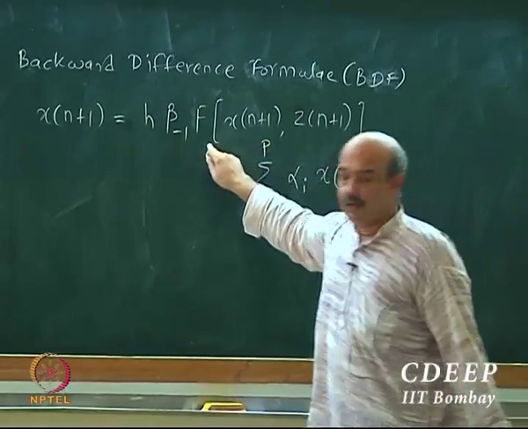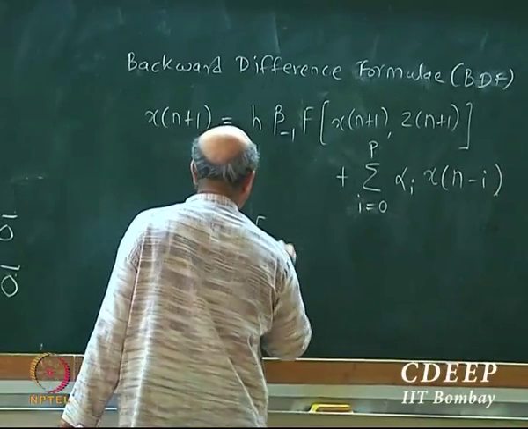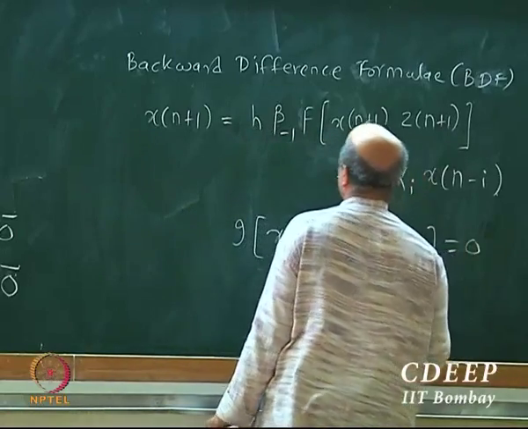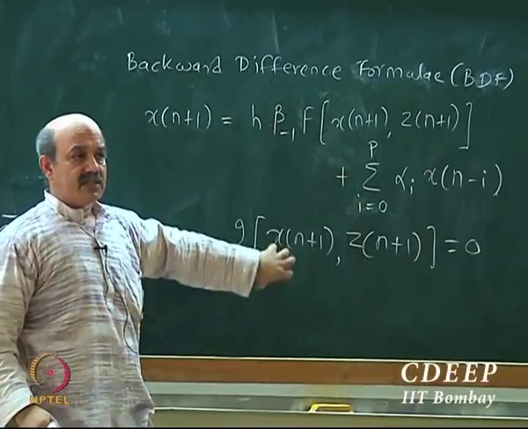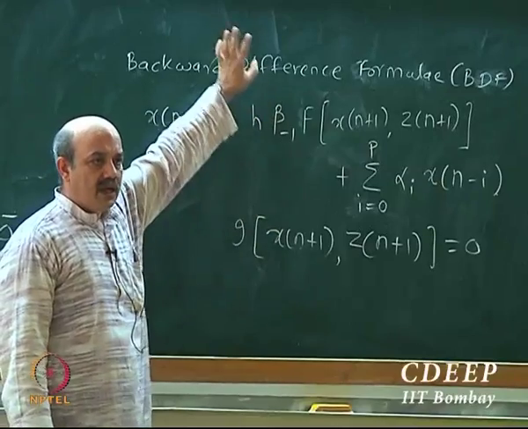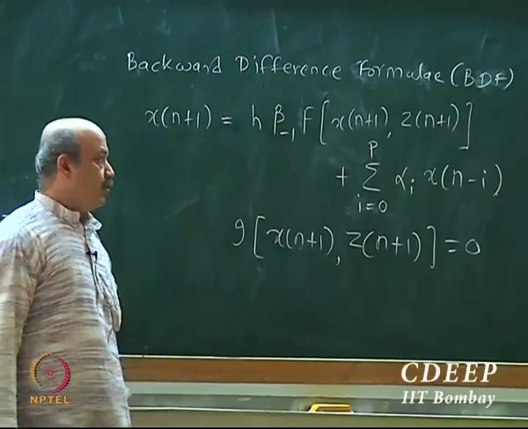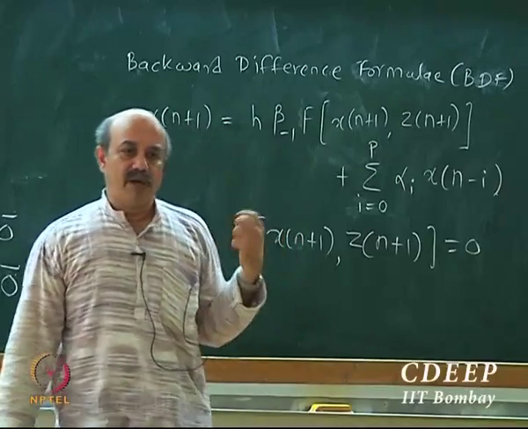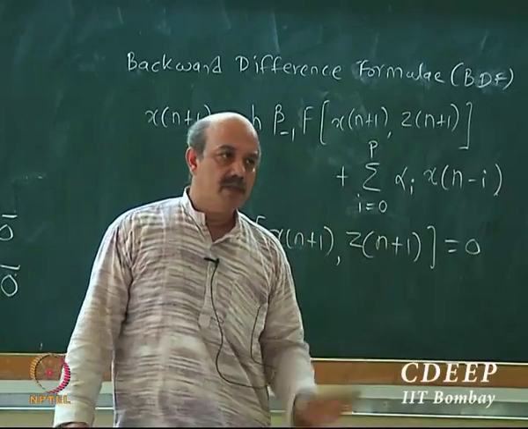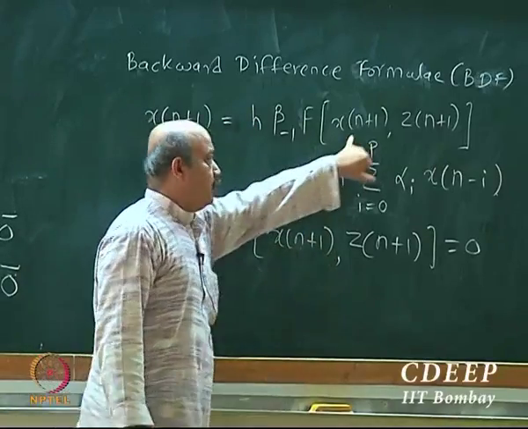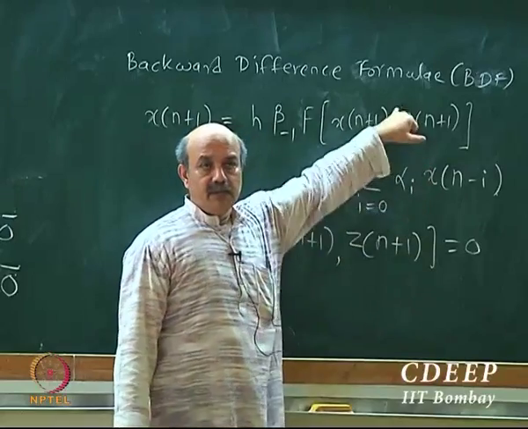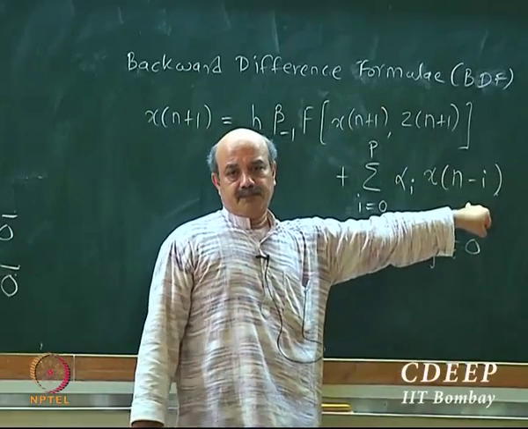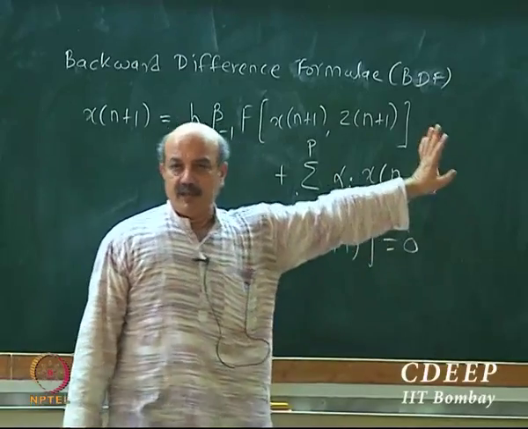Then you solve this together with g. So we solve this equation and this equation simultaneously. The simplest example of this type is implicit Euler, a BDF solver, backward difference formulae. These are called BDF formulae. The nice thing is that you have x n plus 1, z n plus 1 appearing in the derivative here, and then you only use past x values.